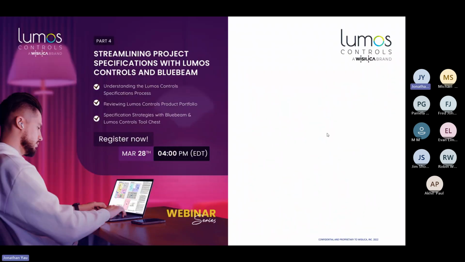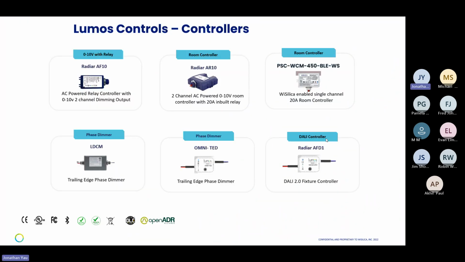Yeah, so this is our webinar part 4. We thought we should just go through our controls real quick, just as a reminder to everyone for what we offer. So these are our basic controllers, our 0 to 10 controls at the top. We have our Radiar AF10, which is a 0 to 10 volt controller with a 5 amp relay.